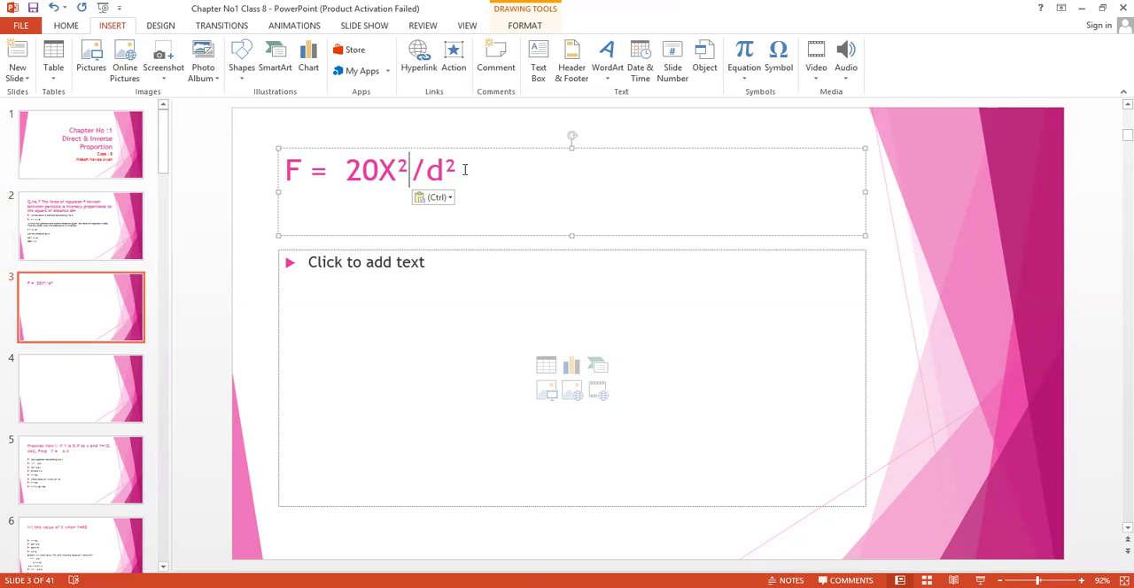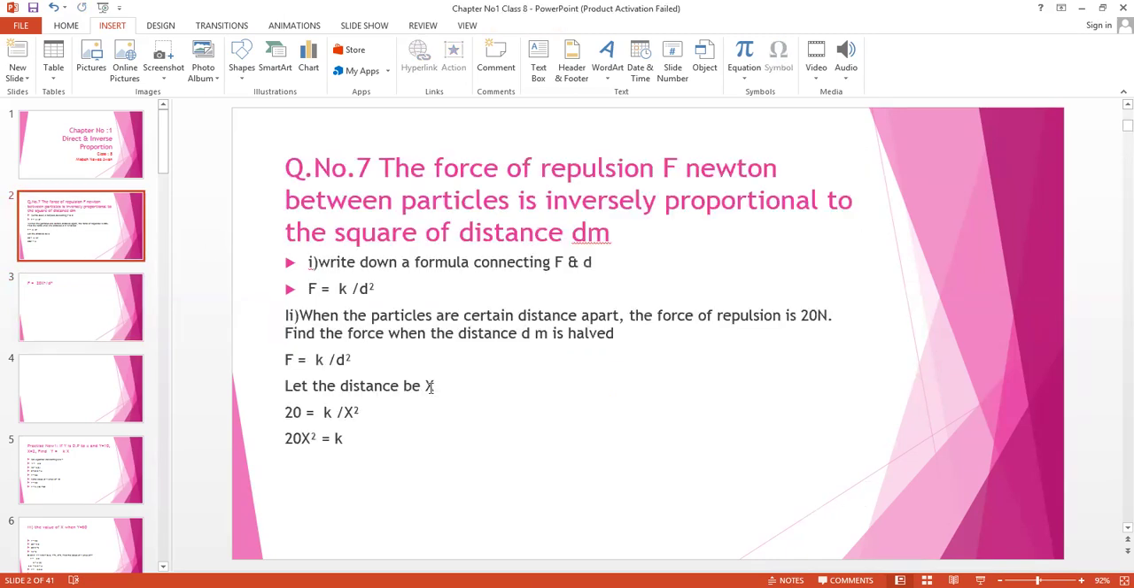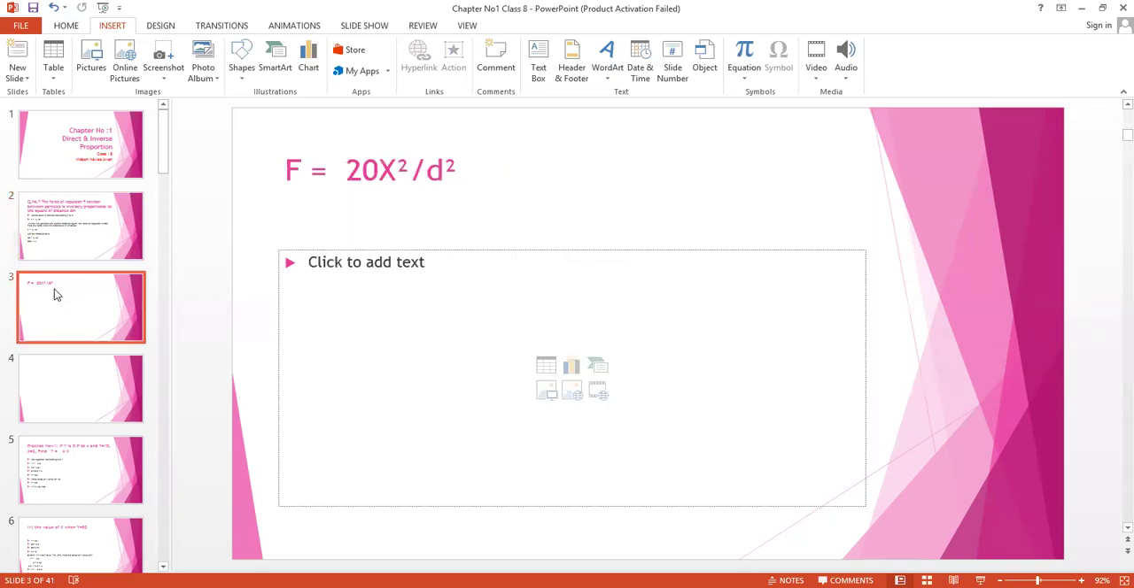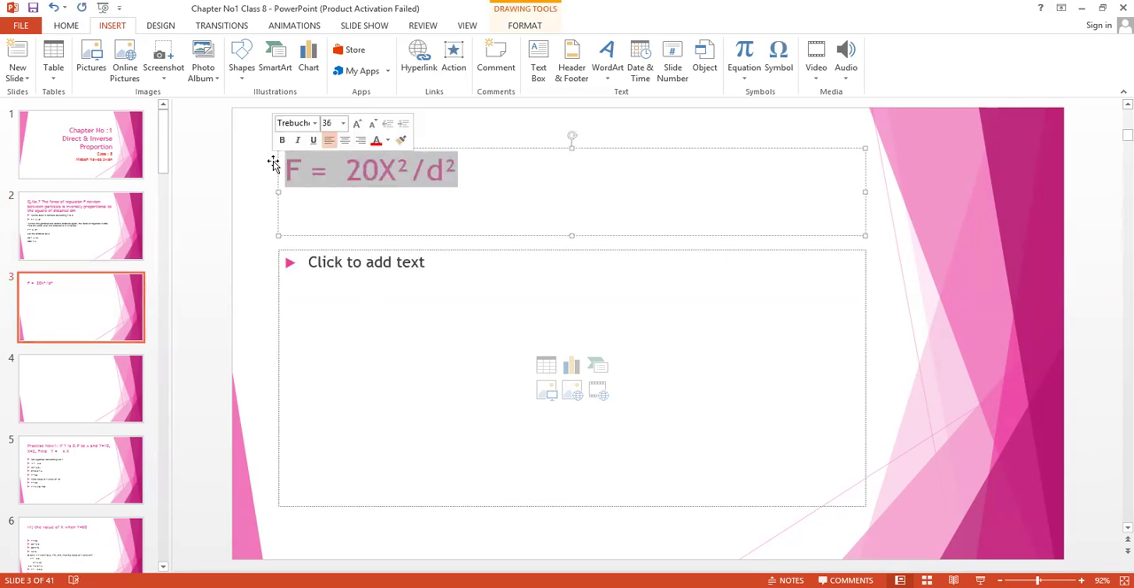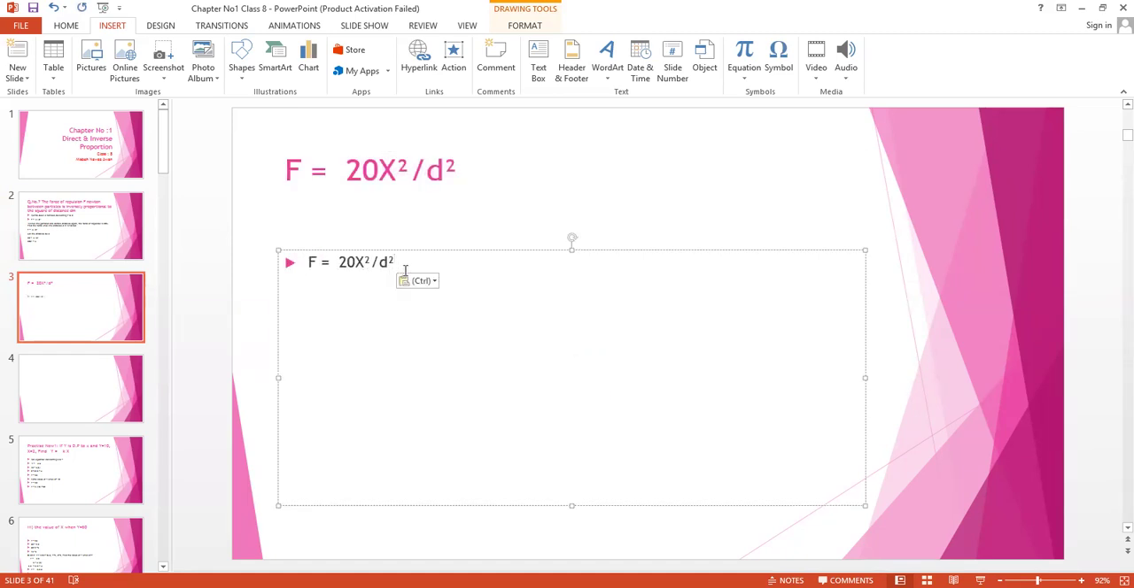Okay. Now they are saying the distance is half. We have to find the force when the distance is half. Look at this question. For distance, we assume that it is x. And if I want to take its half, this means I have to divide this x by 2. So here 20x, here I have to write this. It is half. So this one is x by 2. I have to put the bracket. Okay.